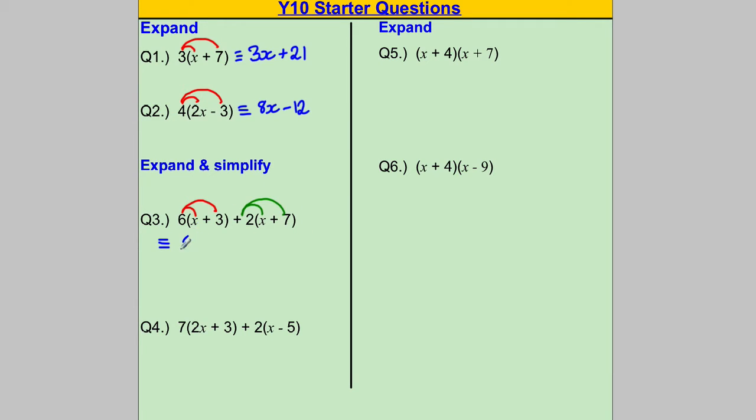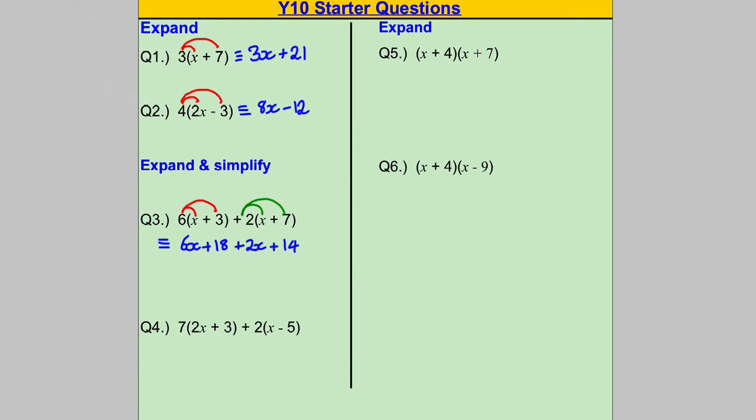6 multiplied by x is 6x. 6 multiplied by positive 3 is positive 18. And then positive 2 multiplied by x is positive 2x, and positive 2 multiplied by positive 7 is positive 14. Now don't just leave it like that. Some students leave it like that and forget.